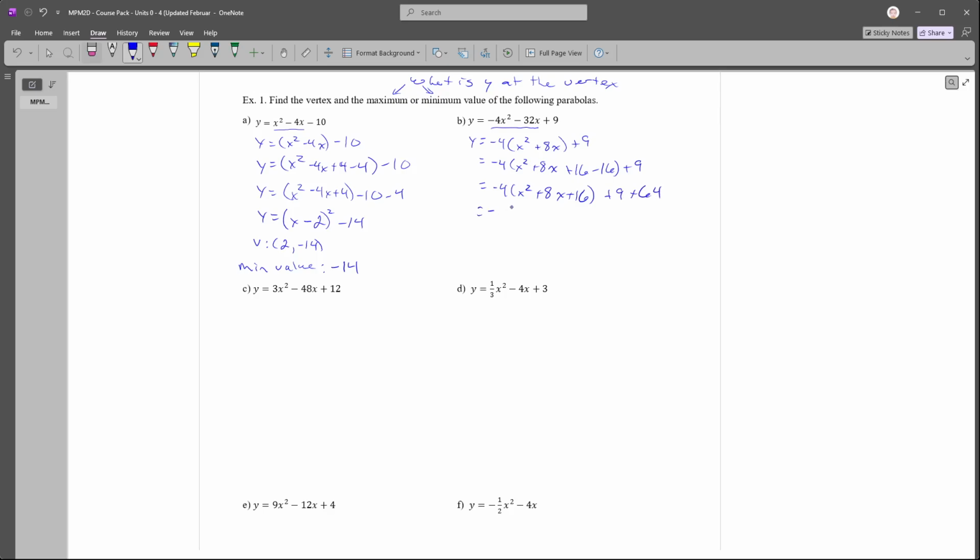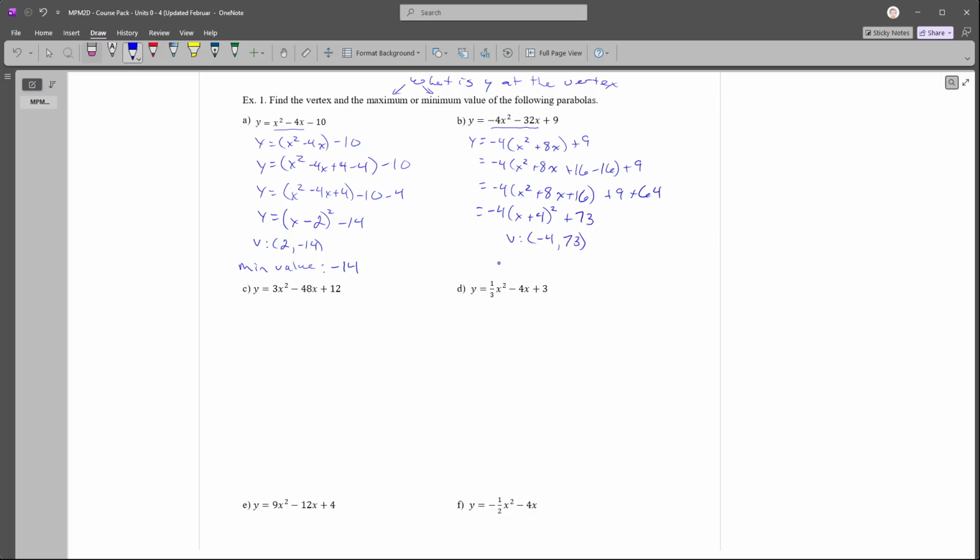And now we can factor our perfect square trinomial. And now remember, that is the square root of the first term, the sign of the second term, and the square root of the last term. And that whole thing is squared. Now on the outside, we have 9 plus 64, which is just 73. So where's our vertex? Our vertex is located at HK. H is negative 4, and K is 73.